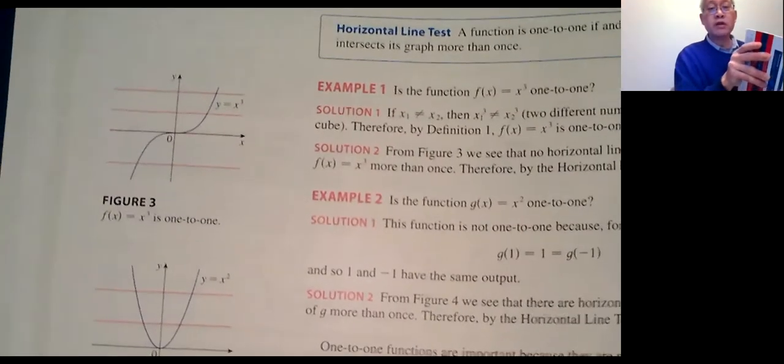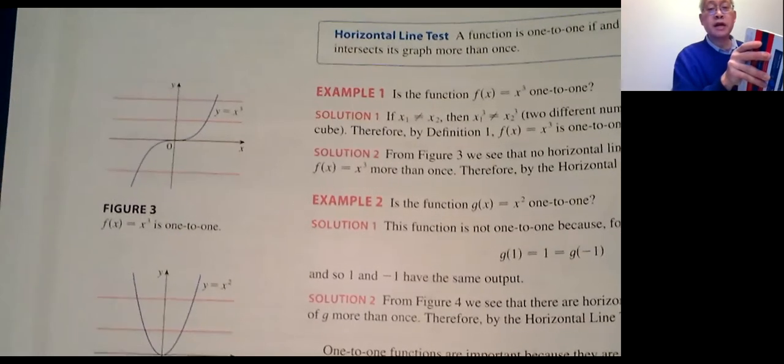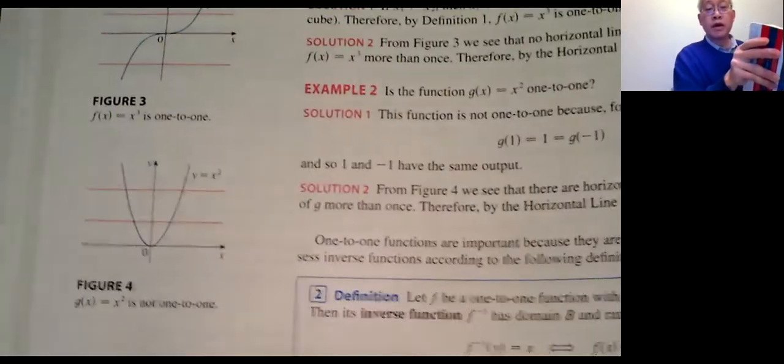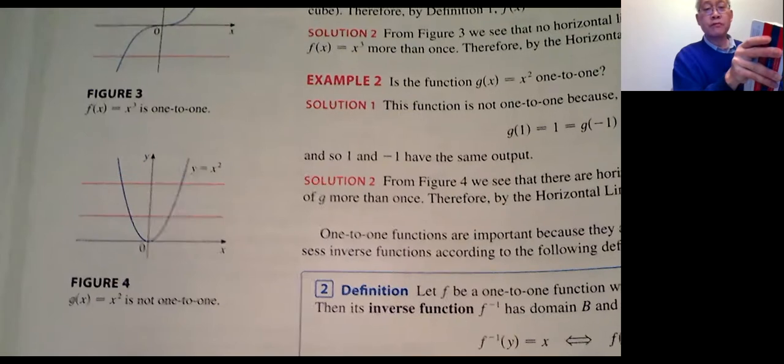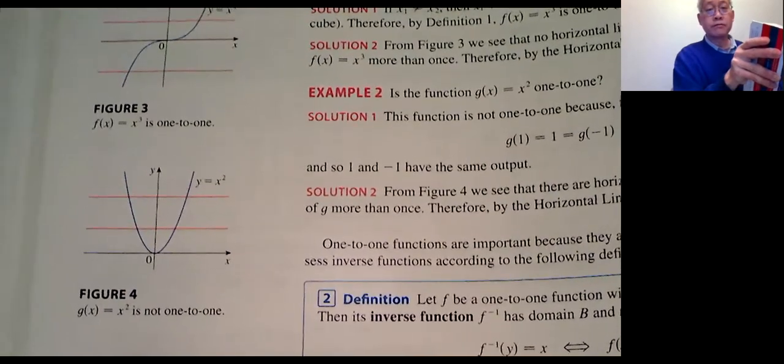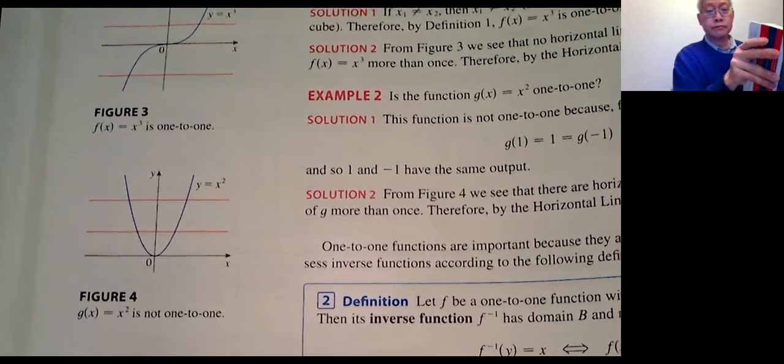And they give you some examples here. Figure 3, y equals x cubed. See those horizontal lines? That makes it one-to-one. y equals x squared, figure 4, is not one-to-one.